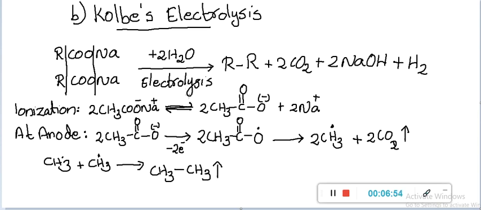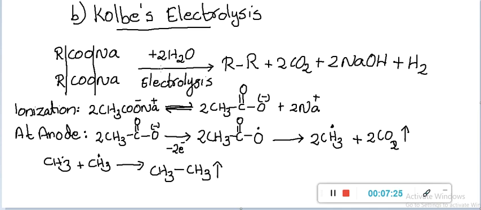We have another reaction, that is the Kolbe reaction, another module in this paper. That is not Kolbe electrolysis, that is the Kolbe reaction. Both reactions are different. Don't get confused with each other.